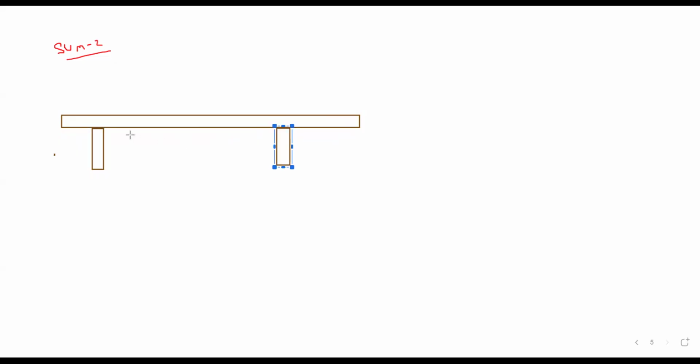And there are objects. So one object, second object, third object, and the fourth object.